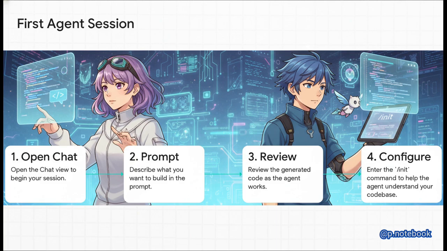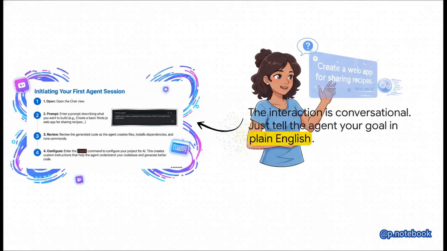Just open up the chat view, describe what you want to build in a simple prompt, and then just watch it go to work. And here's a pro tip for you. Use the /init command. It helps the agent get a much better sense of your specific project so you get even smarter results. This really shows you how natural the whole interaction is. You're not writing some complex configuration file, you're just having a conversation. You tell the agent your goal in plain English, and it just takes it from there.